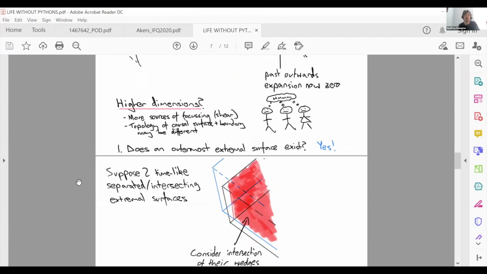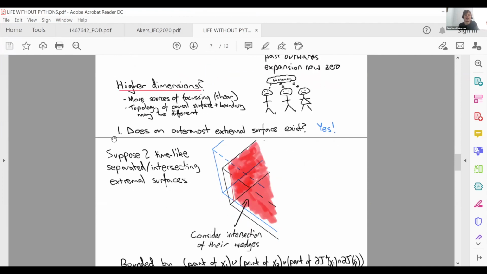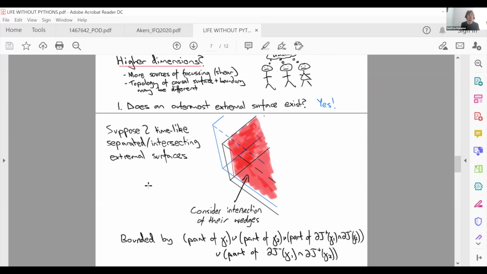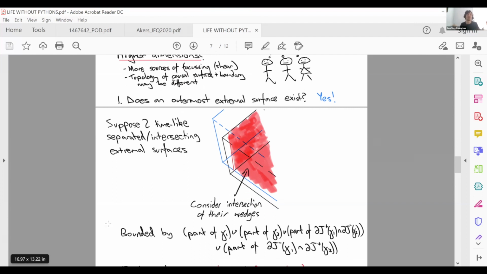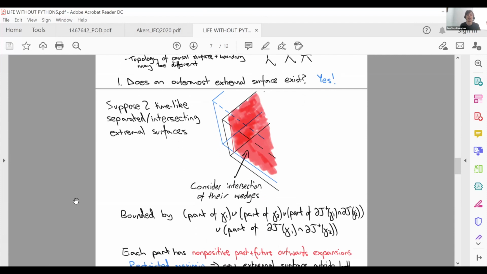But the real first one that you might have to worry about is, does an outermost extremal surface even exist at all? You might worry, for example, that instead of a single outermost extremal surface existing, you have a couple of extremal surfaces that maybe are time-like separated, or maybe they intersect, and sometimes one's outside the other, sometimes the second's outside the first, it just varies depending on position. And then there's not even a well-defined outermost extremal surface. The whole story would fall apart. So let me first give an argument that this doesn't happen.